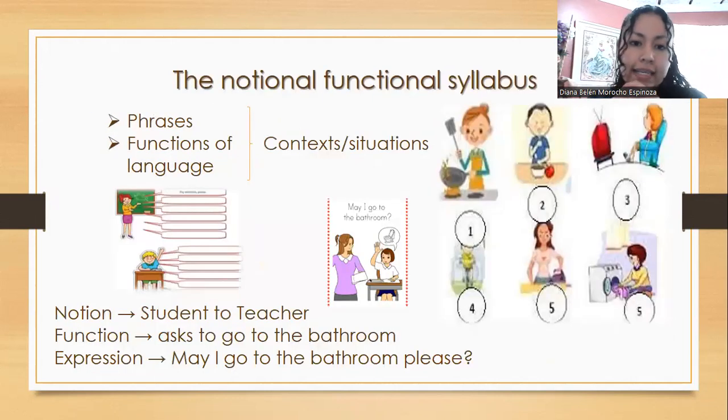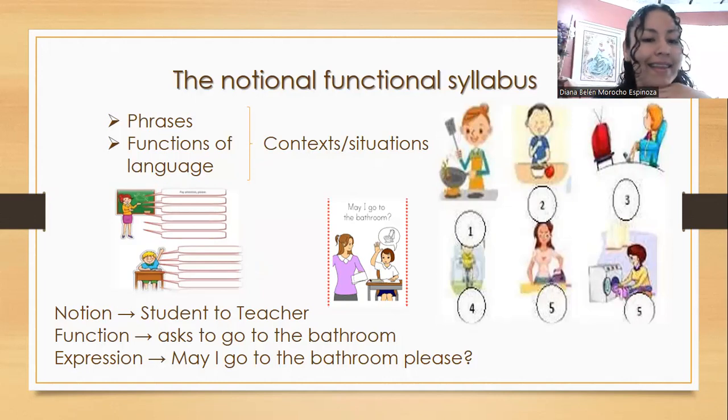The other one is the notional functional syllabus. This method tries to teach the student phrases or responses for certain situations. This method focuses on the functions of language in different contexts.